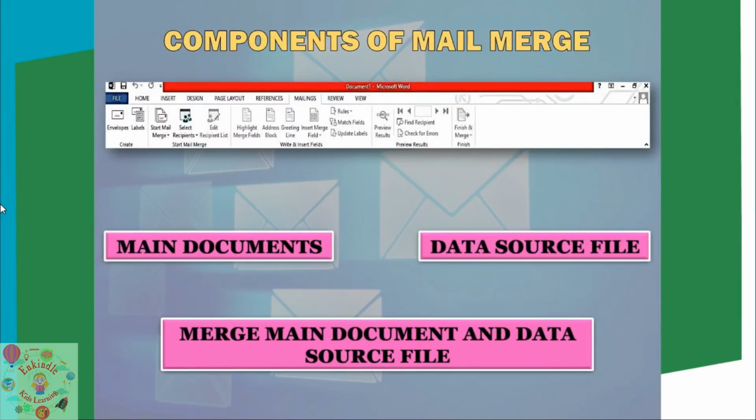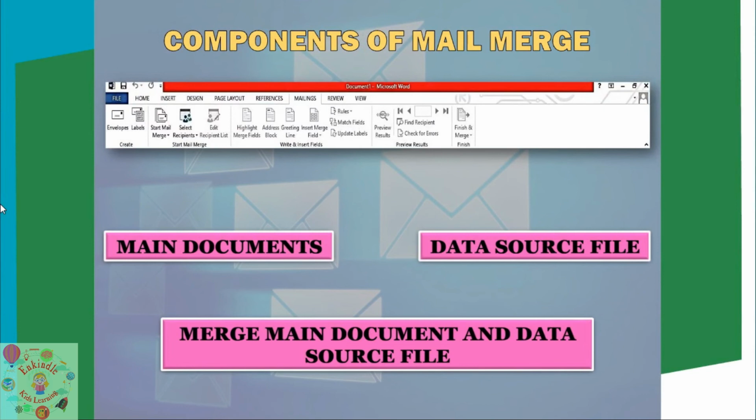Now let's see the components of mail merge. Mail merge process has three components. The first one is main document, second one is data source file, and the third one is merge main document and data source file.